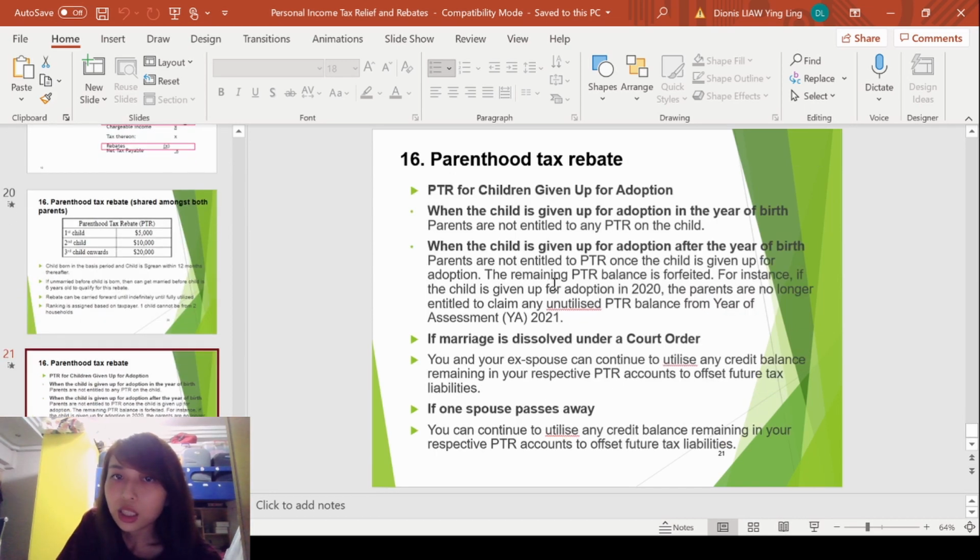These are some examples of what happens to your parenthood tax rebate if you have other complications. For example, if you want to give up your child, then you can only enjoy the parenthood tax rebate for the first year or so. But if your marriage is dissolved, you can still continue to enjoy this parenthood tax rebate. Even if your spouse passes away, you can still continue to enjoy this tax rebate.